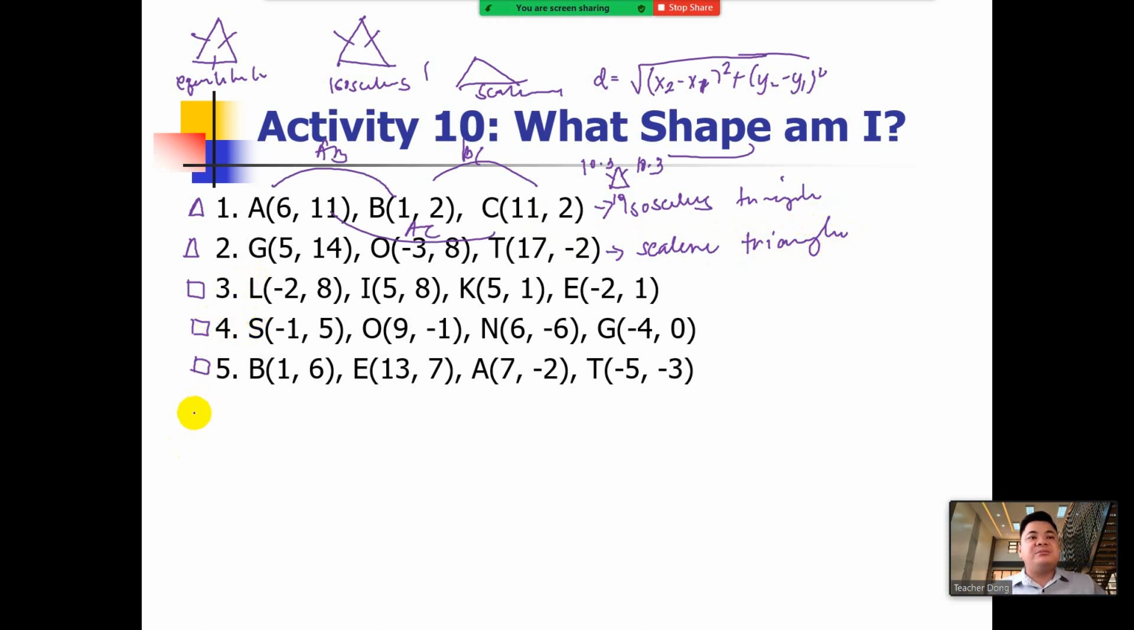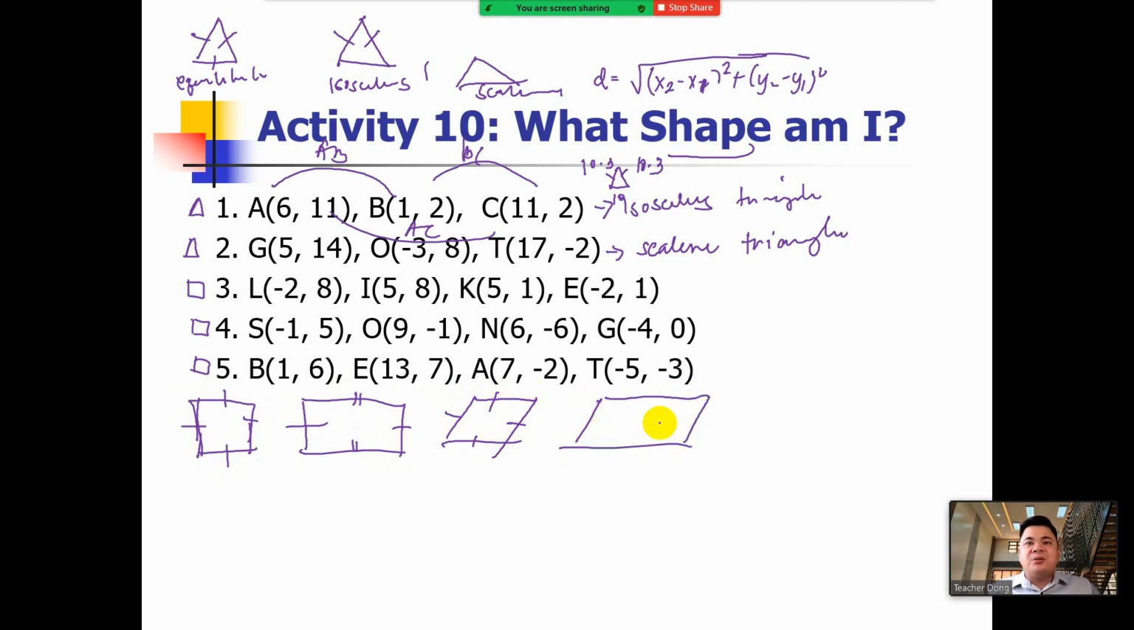There are different types of quadrilaterals. We have the square: when we say square, all the sides are equal. We also have the rectangle: opposite sides are equal. Then the rhombus: all sides are equal, but not the angles. Then the parallelogram: opposite sides are equal, and opposite angles are equal. Then the trapezoid: only one pair of sides is parallel. And if no sides are parallel, we call it a trapezium.